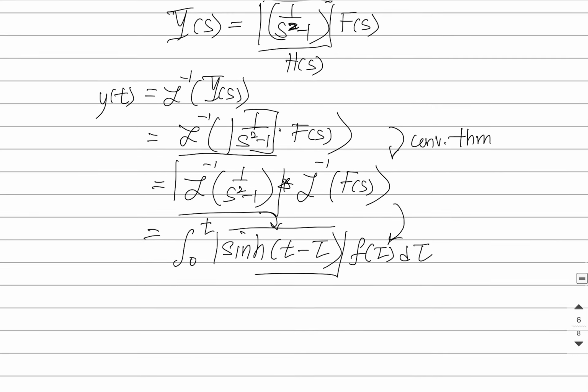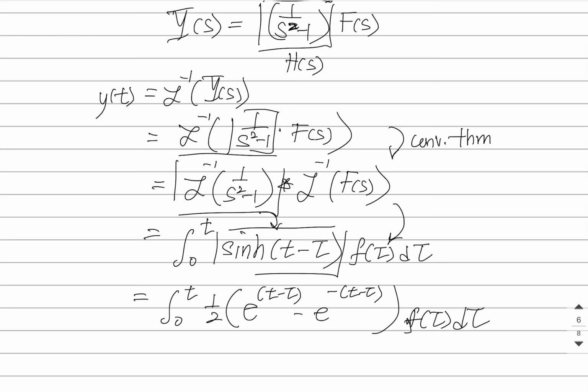Now, if you wanted to, you could write this in terms of its definition. It would be 1/2 e to the (t minus tau) subtract e to the negative (t minus tau). And then we'd have our f of tau d tau. Now remember, you can swap out that right-hand side anytime you want.